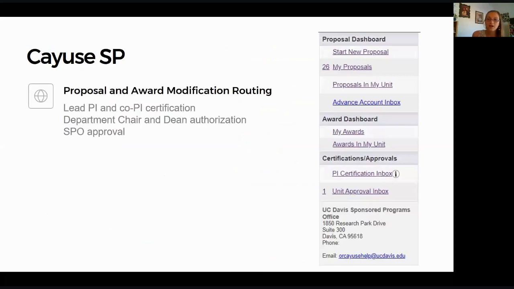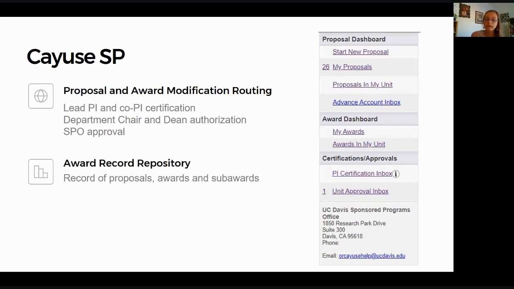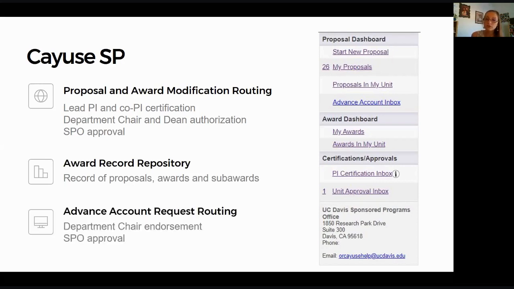Cayuse SP, so I'm going to talk about this a little bit. You've got your proposal and award modification routing. The lead PI and co-PIs have to certify all of the internal processing forms or proposals. And then the department chair and sometimes the deans of the units involved also have to authorize that before we can even review it in SPO. And then we do the approval in Sponsored Programs. It holds a record of all of our awards. So it's that database for our proposals, awards, and sub-awards that you have access to as well now. And then we also do advance account requests and routing in here if you need pre-award spending.